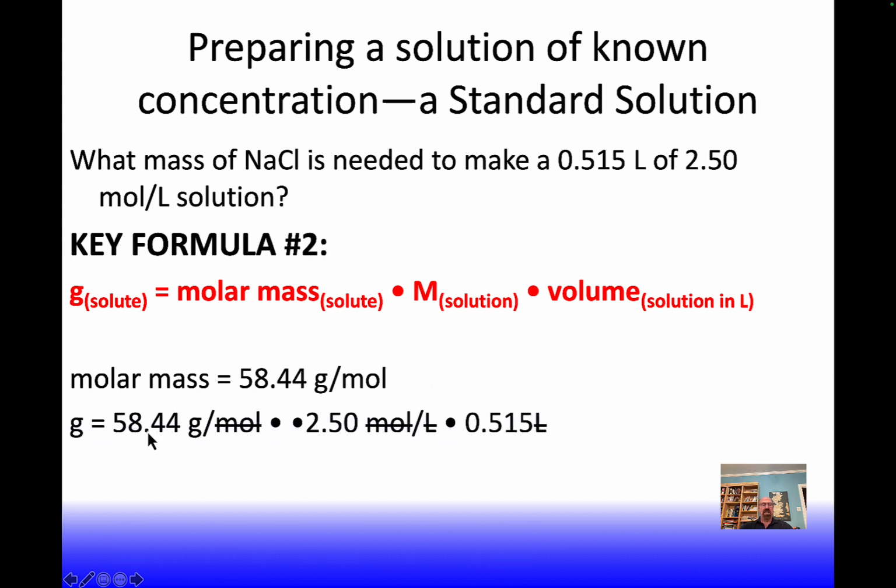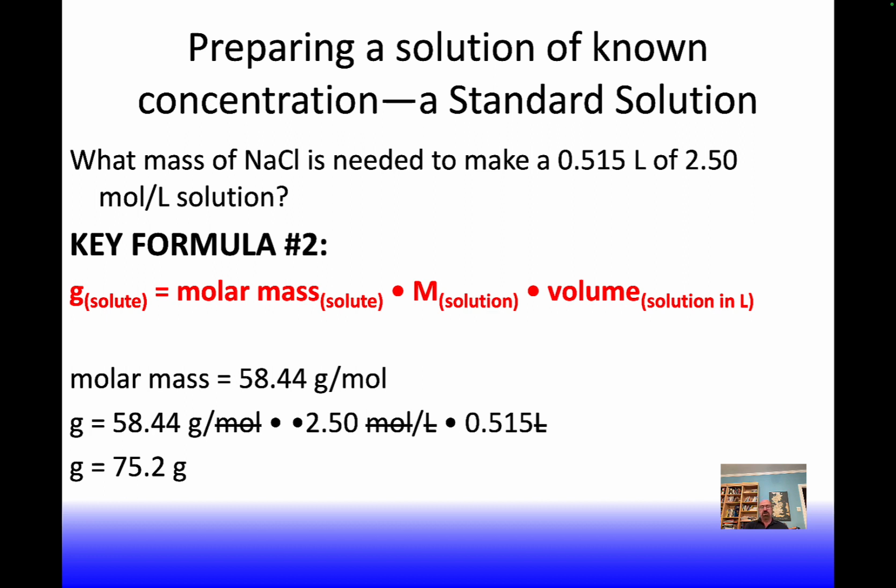Then we plug in, so we got the molar mass, we got the molarity, we've got the volume, and multiply across, and we'll see that we need 75.2 grams of sodium chloride in order to make our 0.515 liter solution. And that will be 2.5 molar.